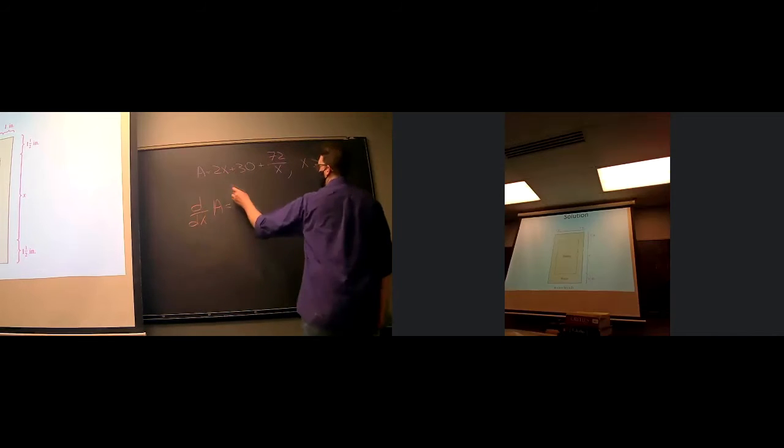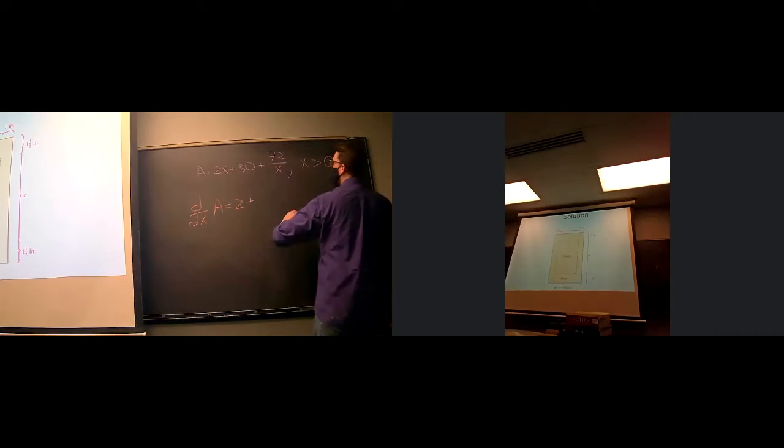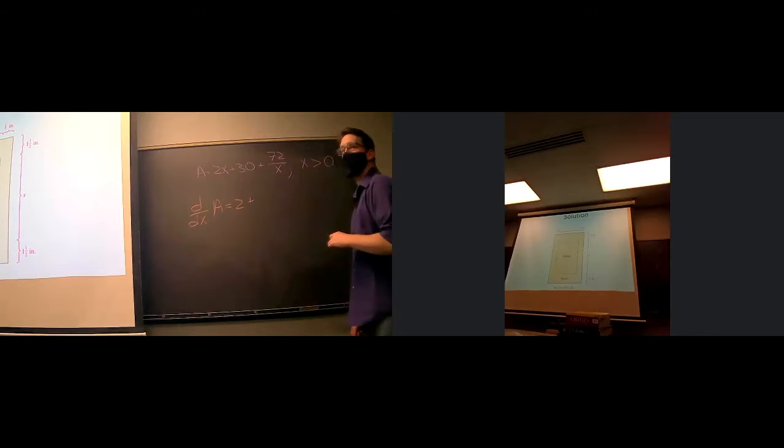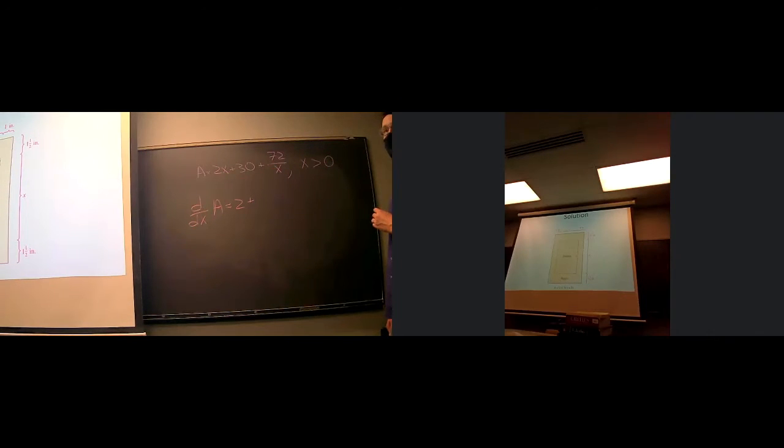So, dA/dx, this is going to come out to be 2. This is going to come out to be 0. This is going to come out to be negative 72 over x squared, right?